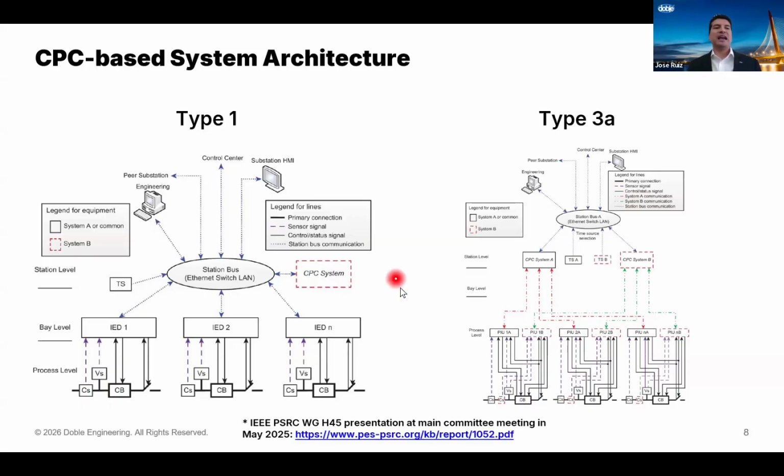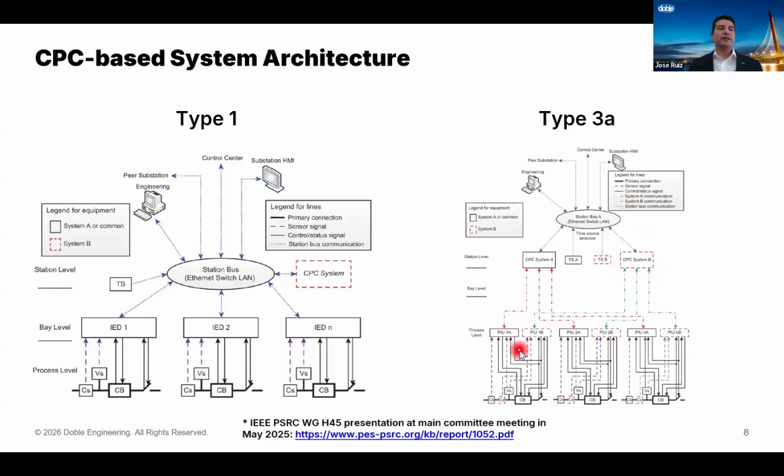The next one is the type 3A architecture. On this one, we have multiple process interface units. What is a process interface unit? The process interface unit basically takes the voltage and current signal, digitalizes the information, but also serves for control purposes. So it digitalizes the signal, and now it makes it available to a system A and system B.